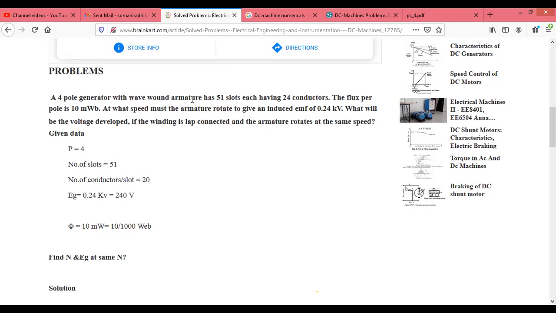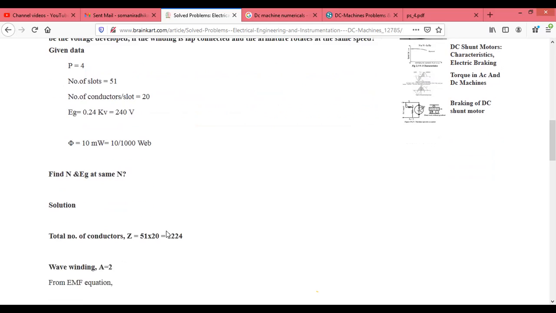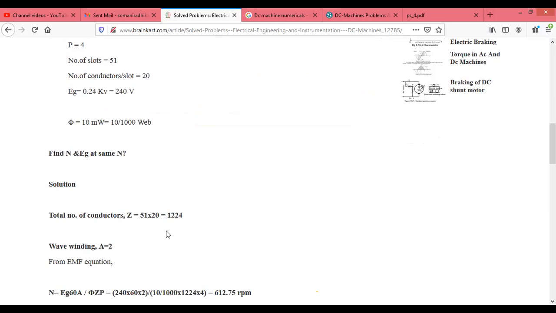See here, a wave wound armature has 51 slots, with conductors per slot given as 20. If you solve for the number of conductors and number of slots, you will get the values. Generated EMF is given as 0.24 kilovolt, which you can take as 240 volt. Phi is given as 10 milliweber. You can take that value. You are supposed to find the value for generated EMF.